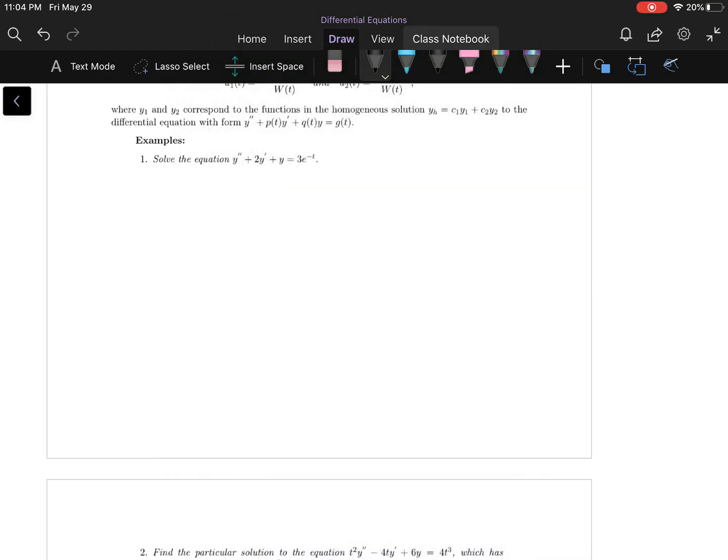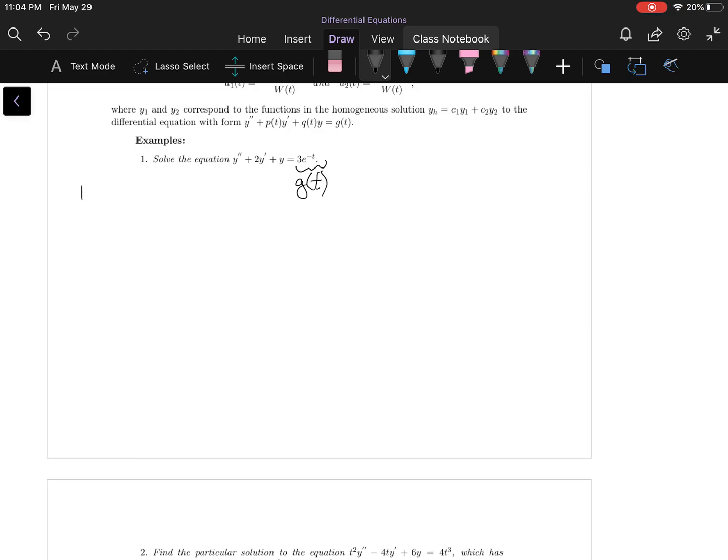Which asks us to solve the equation y double prime plus 2y prime plus y equals 3e to the negative t. So this is non-homogeneous because the right side is an exponential function. It is not 0. Remember, homogeneous equations are if your differential equation equals 0. In this case, it doesn't. It's already in its general form. And from here, I see that this part is our g of t.